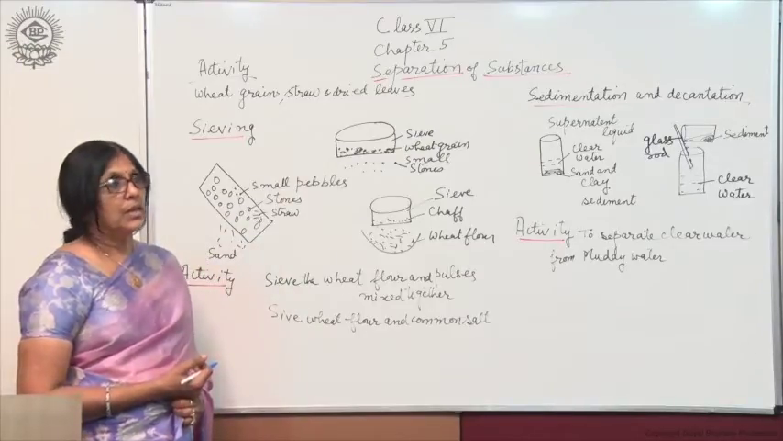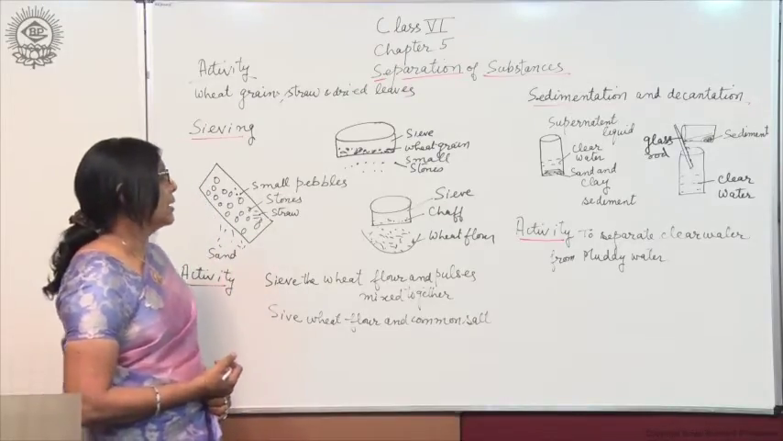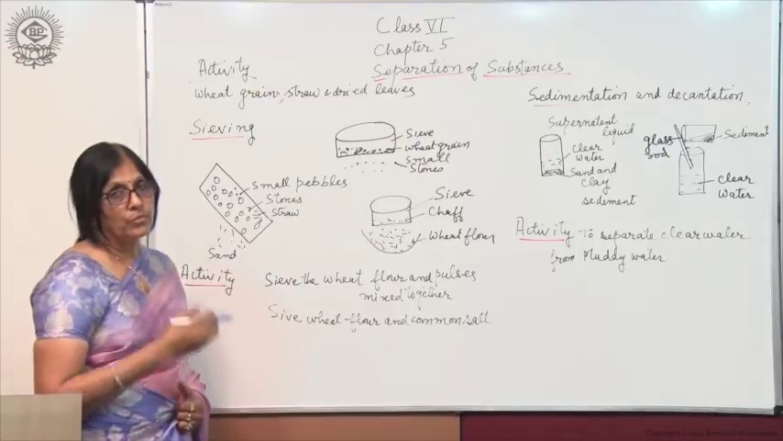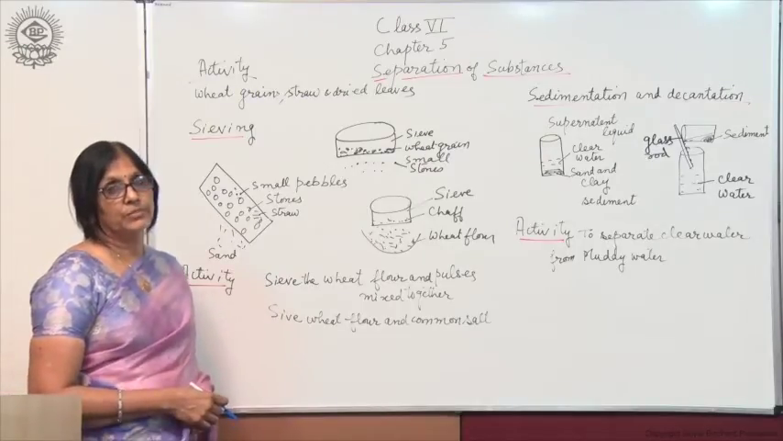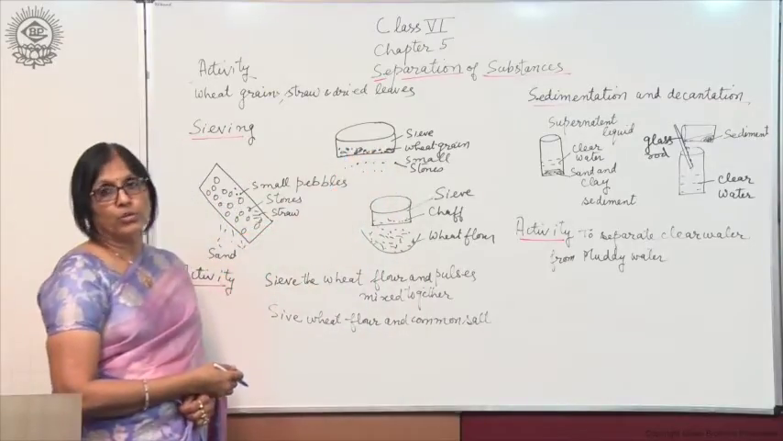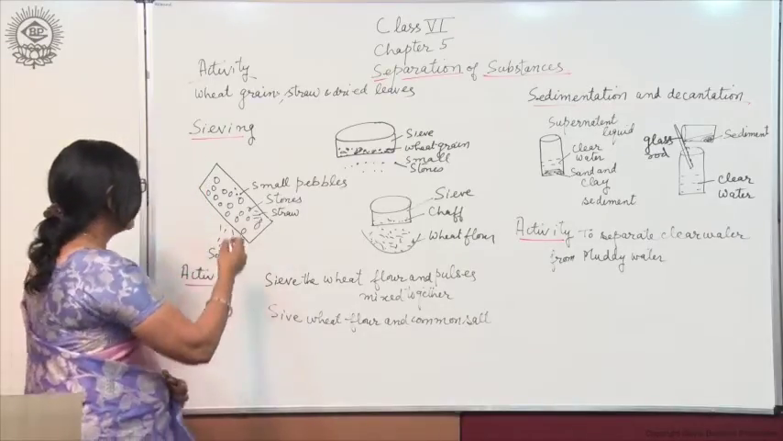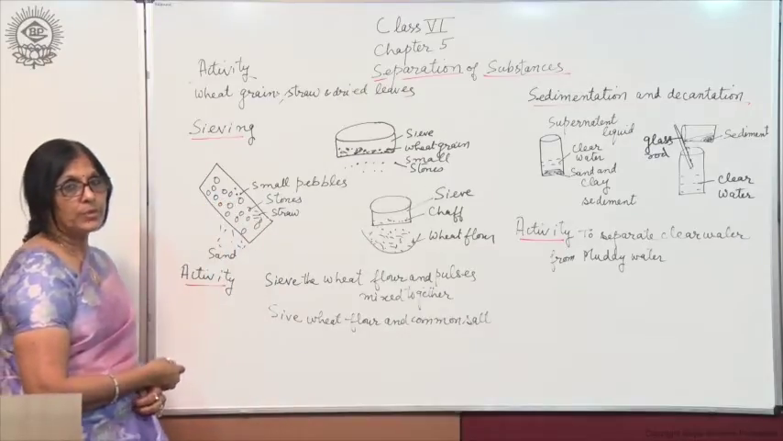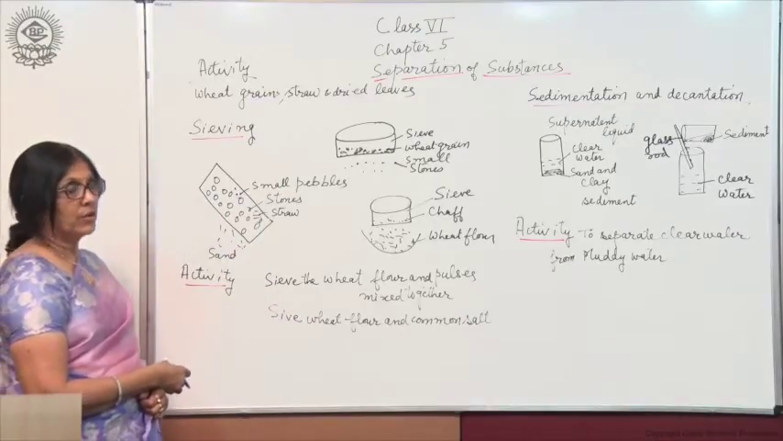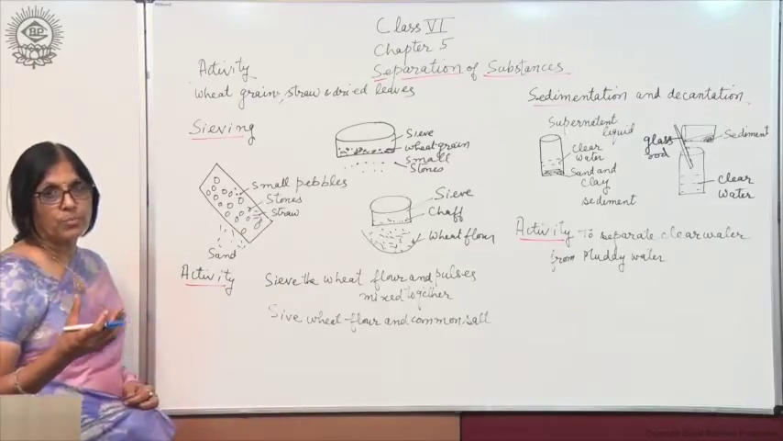Also, in a wheat flour mill, if you happen to visit, you will find that by using sieves, wheat grains are separated from very small stones. The small stones pass through the small holes of the sieve and the grains remain on the sieve. Also, at a construction site, if you happen to visit, you will find that there are big sieves installed there over which sand is sieved to separate it from the small stones and small pebbles.